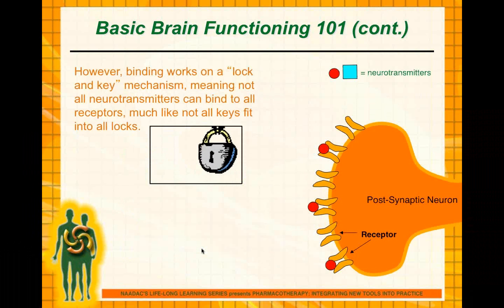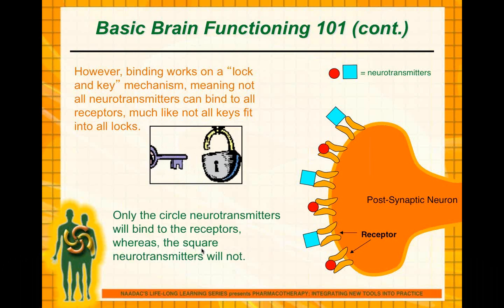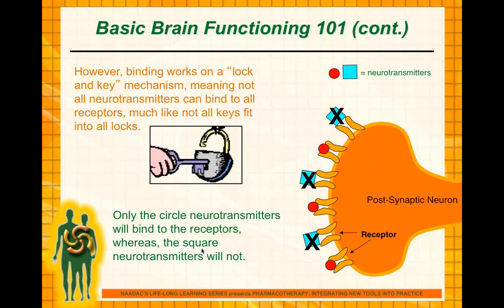One more detail here is that neurons work on a lock and key mechanism, where those neurotransmitters attach to that receptor. But not all neurotransmitters fit onto the receptors, much like not all keys fit into all locks. As you can see, the circle neurotransmitters bind nicely to the receptors, but the square neurotransmitters do not. Again, a very simplistic way of setting the scene: some of these neurotransmitters attach themselves and cause the neuron to do something, and some of them do not. Some might just block that area. Keep that visual in your head. We'll revisit this several times as the hour progresses.